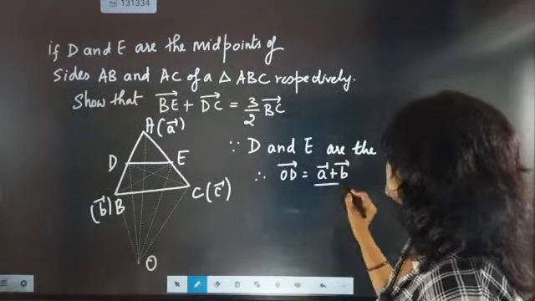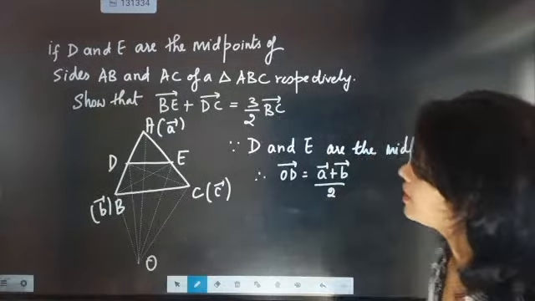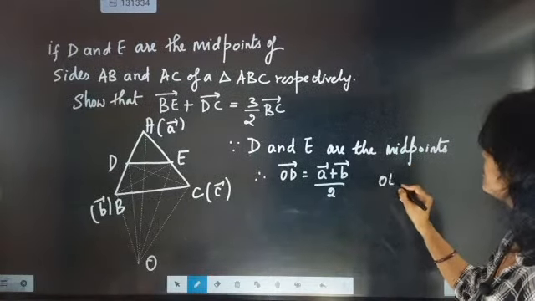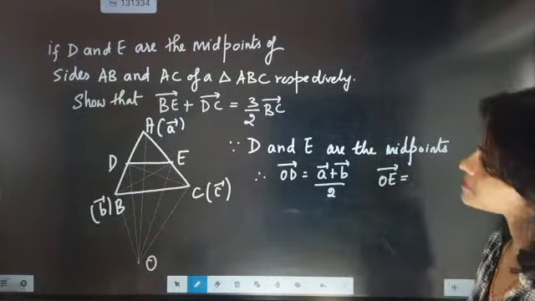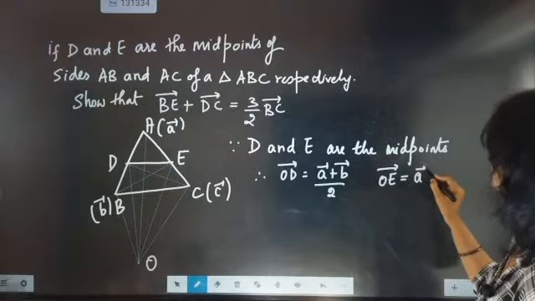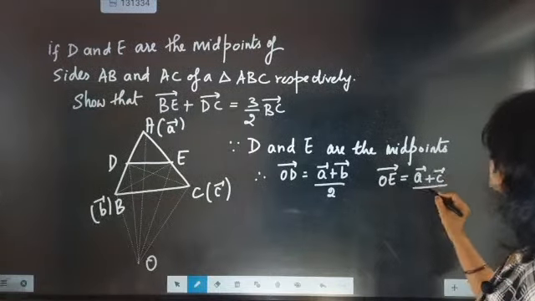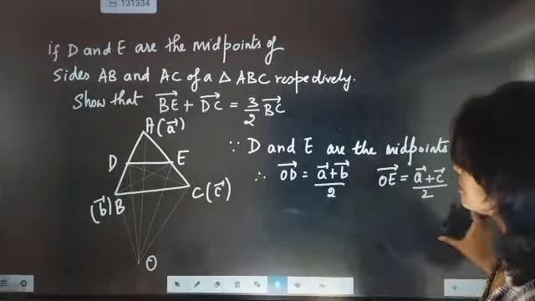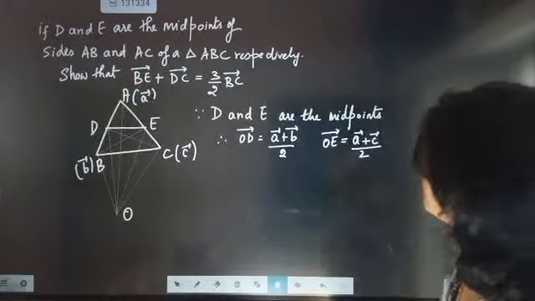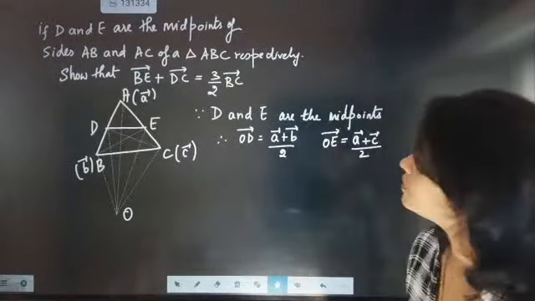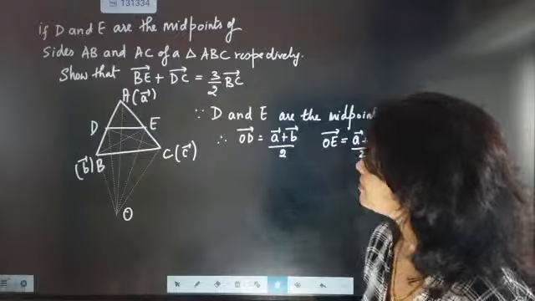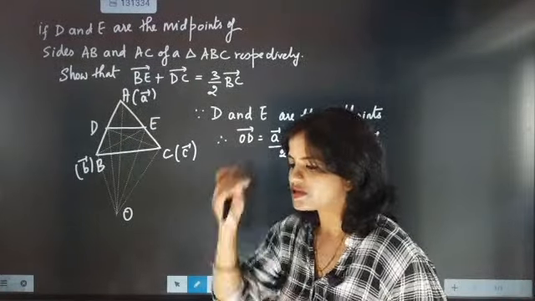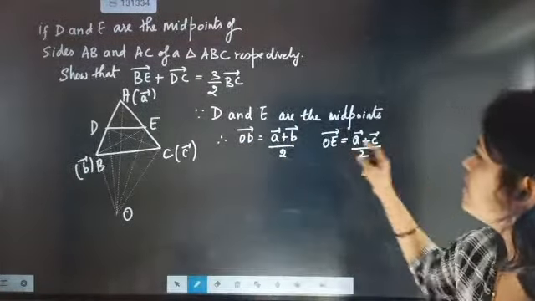Therefore OD vector will be (A vector plus B vector) by 2 and OE vector will be (A vector plus C vector) by 2. OD vector is (A vector plus B vector) by 2, OE vector is (A vector plus C vector) by 2. So we got OD vector and OE vector.